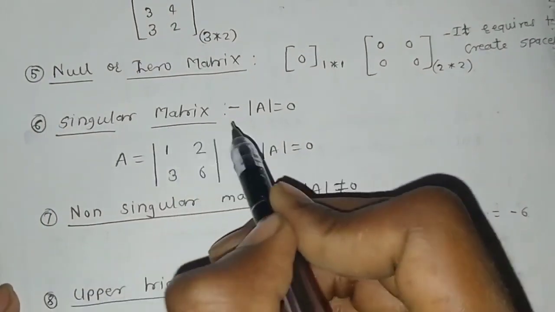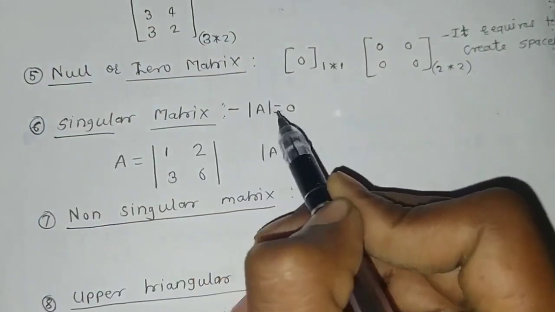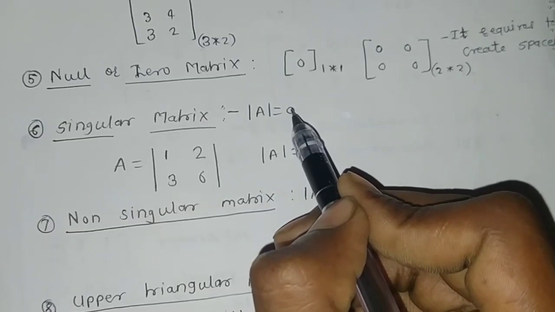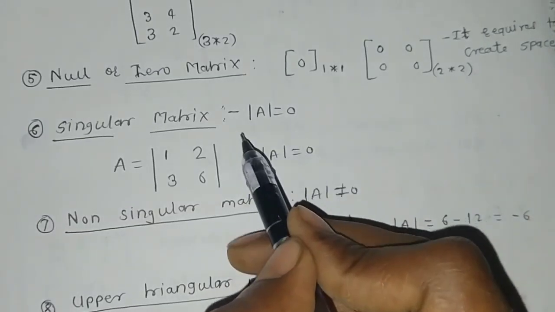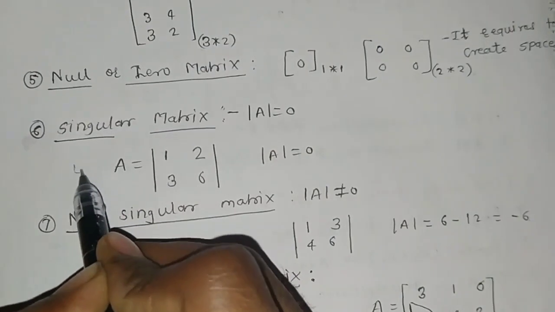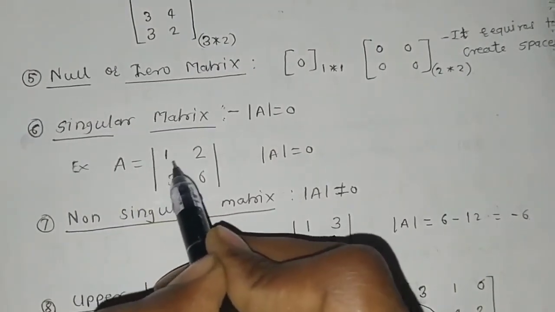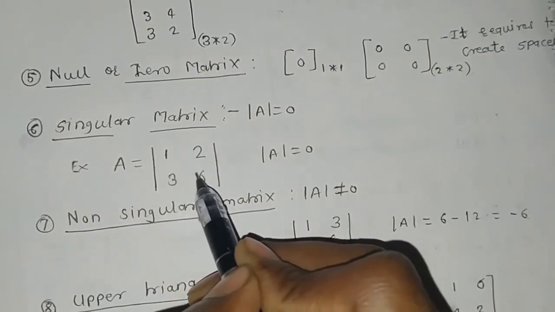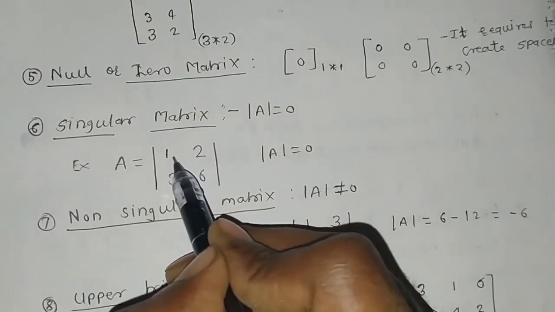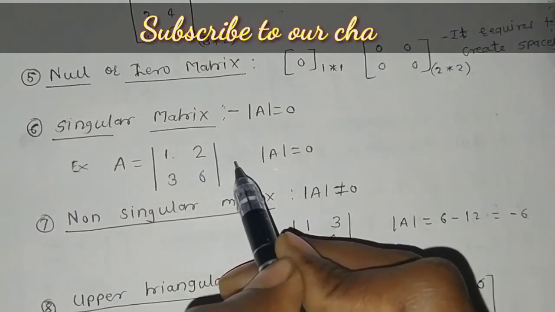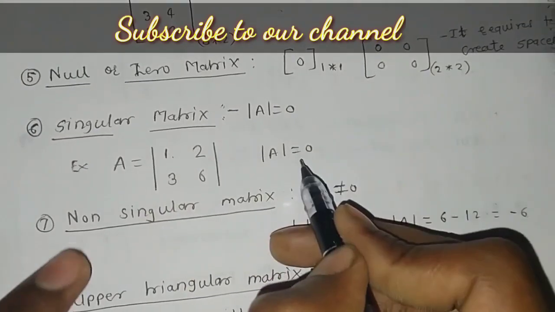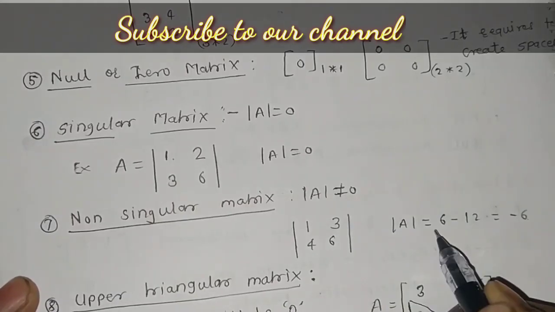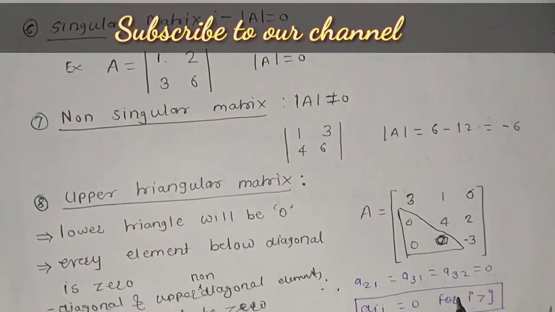So next one, singular matrix. So singular matrix means what? If you calculate the determinant of a matrix, and you get determinant of A is equal to 0, then that is a singular matrix. So let us take an example here. Determinant A is equal to 1 2 3 6. So here determinant you will get directly 6 into 1, that is 6, 6 minus 3 into 2, that is 6. So 6 minus 6, 0. So this is a singular matrix. So non-singular matrix means what? If determinant is not equal to 0, then that is a non-singular matrix.